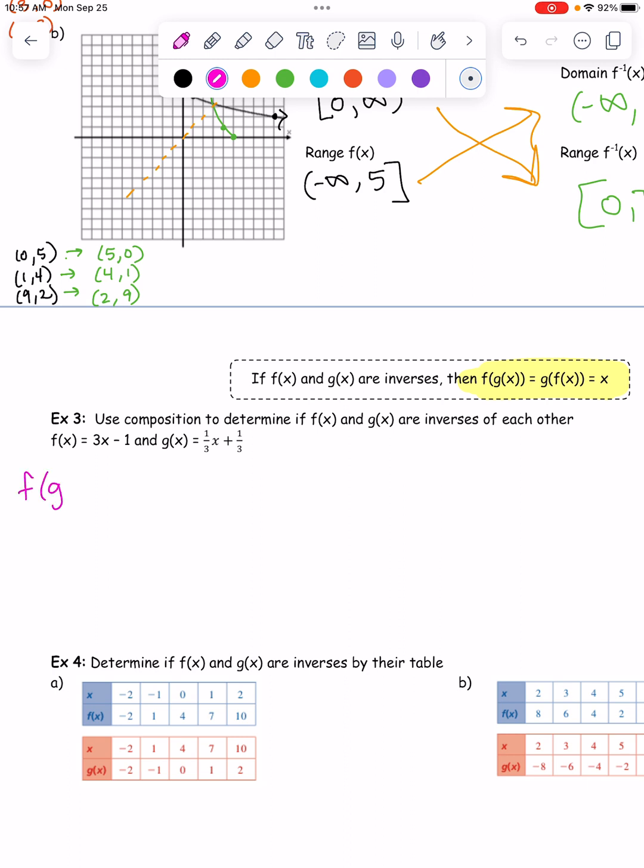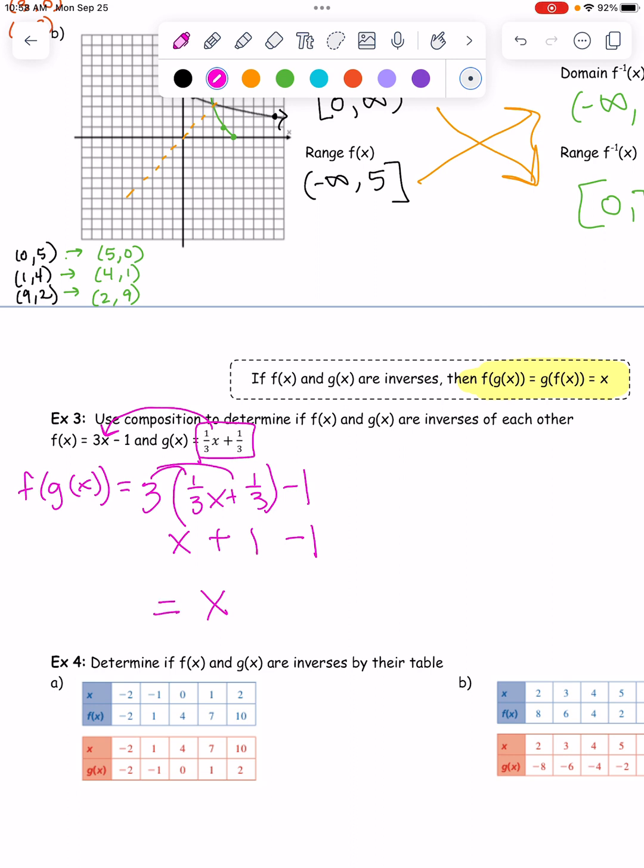So let's say we do f of g of x first. That's going to be putting this g of x function inside of that x. So instead of 3x minus 1, I have 3 times all of that g of x function minus 1. I just replaced the x with the g of x function. Now I'm going to distribute my 3, which gives me 1x plus 1, and then the minus 1. Positive 1 and negative 1 cancel out, so that means f of g of x was equal to x.